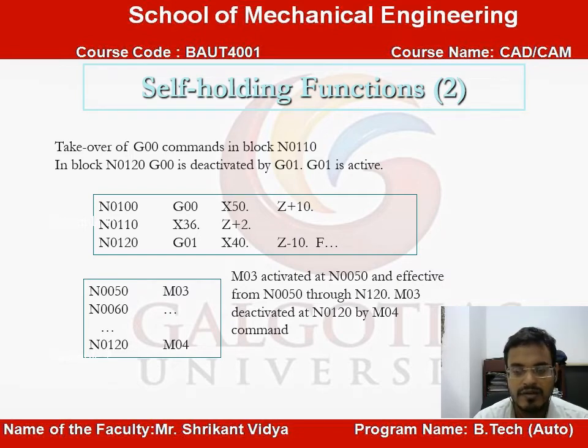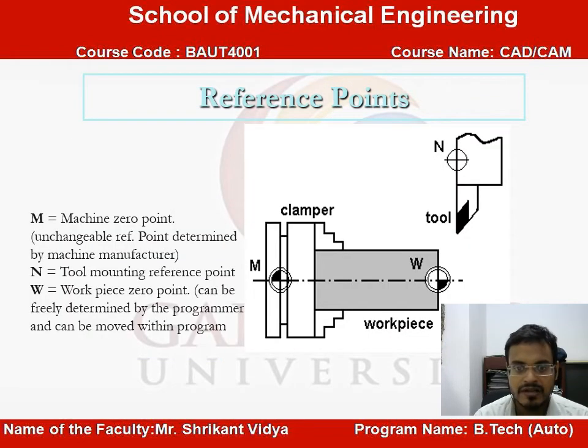So a spindle will be off. In the same way, M03 is active now. Now in the next block, if you write M04, then M03 will be deactivated. So see the function of self-holding. Now reference points. You are referring to the tool mounting reference point, the workpiece 0 point, and the machine 0 point. You have to mention them in the program also.